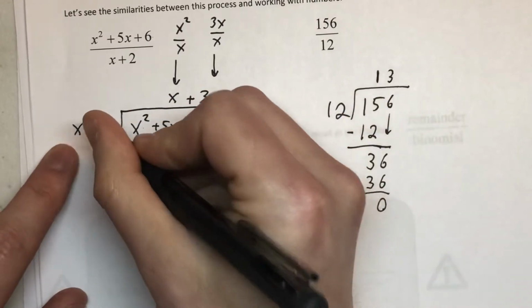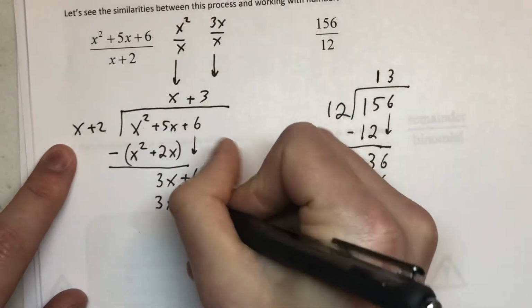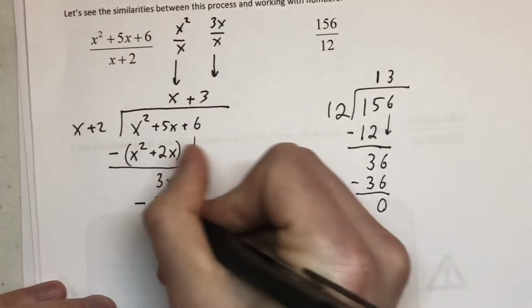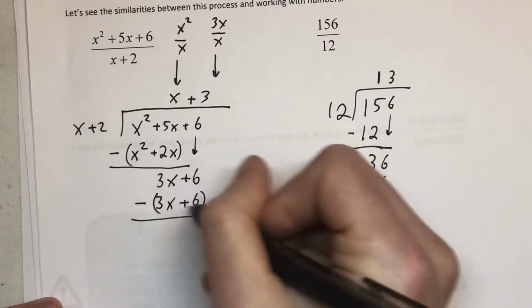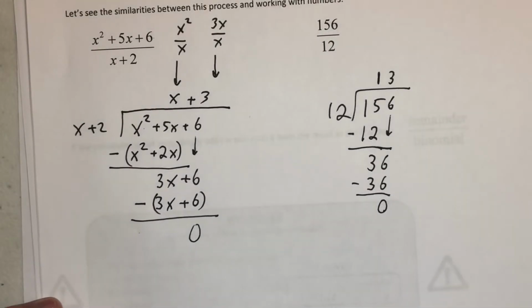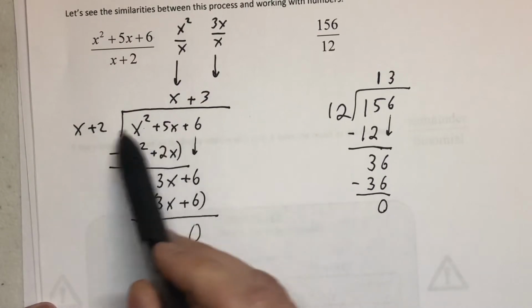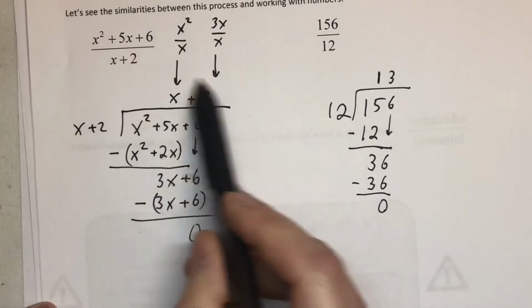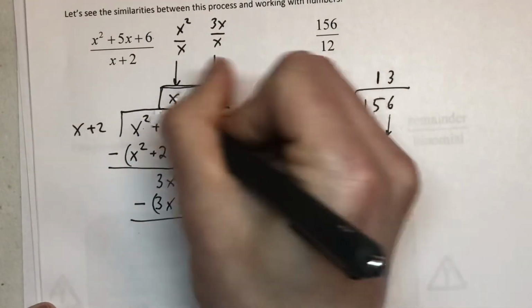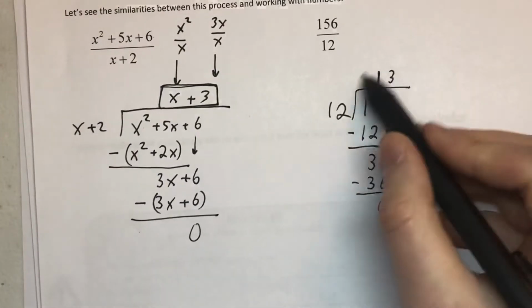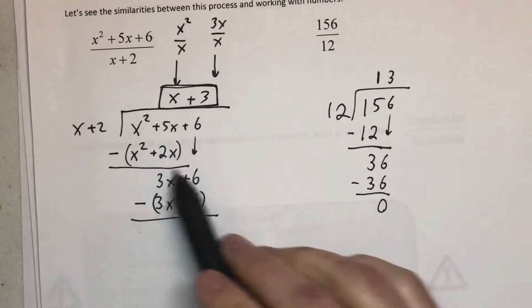But now that I've got it, I multiply it by both terms. 3 times x is 3x. 3 times 2 is a 6. Then once I've got that, I subtract the result. 3x minus 3x is gone. 6 minus 6 is gone. So there's nothing left over, which, again, sounds weird in the polynomial world, but to say that x plus 2 divides into this evenly with x plus 3 as a result. And x plus 3, that thing you write above that line, that is your answer. Just like over here, 13 is your answer. Now, that was our process. We went through 2 what I call cycles of it.